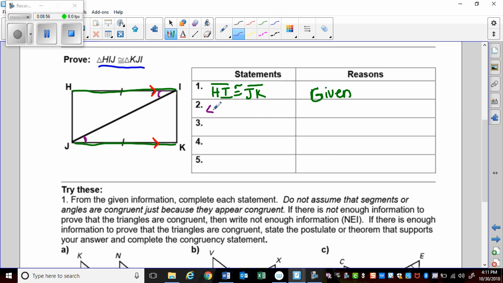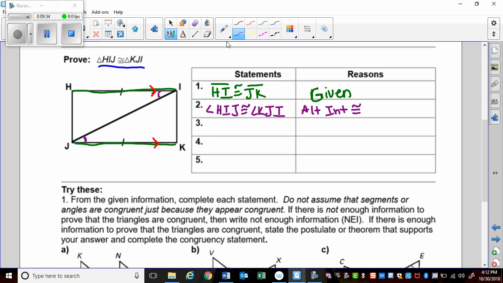So I'm going to say angle HIJ, which is this top angle. Remember, we name an angle with three letters, and the angle we're talking about has to be in the middle, so I has to be in the middle. You could have said JIH if you would like. It's congruent to this bottom angle, which is KJI. Because these are alternating interior angles, which are always congruent. So I know that they're congruent.